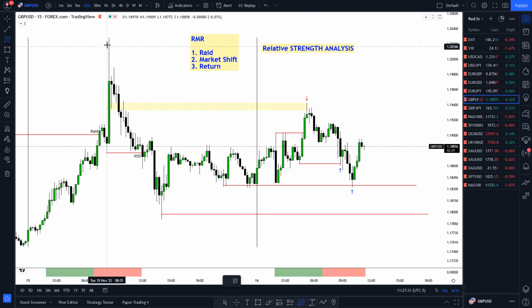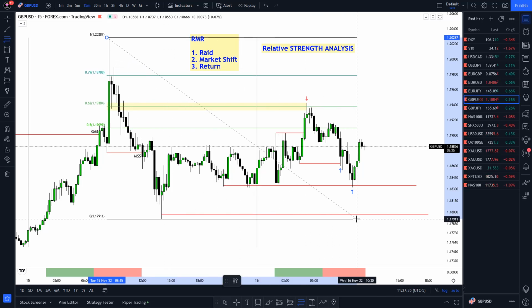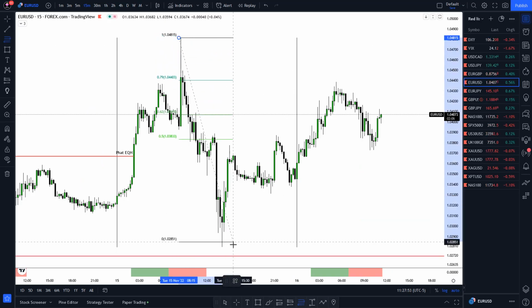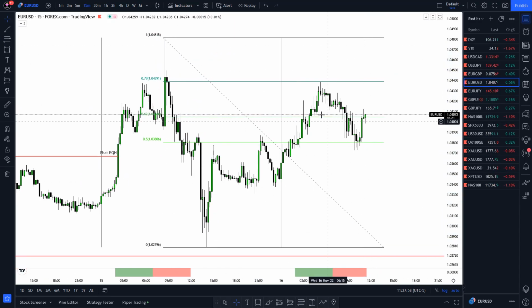And we can do this very simply. I'll just draw a fib from the top of the raid to the bottom of that shift, and we can see that pound dollar retraced just above 62%. And here on the euro dollar, I'll draw the same fib, top of the raid, bottom of the shift, and you can see price has retraced almost to 79%. So the euro dollar retraced much deeper, so it was stronger, and pound dollar was weaker.